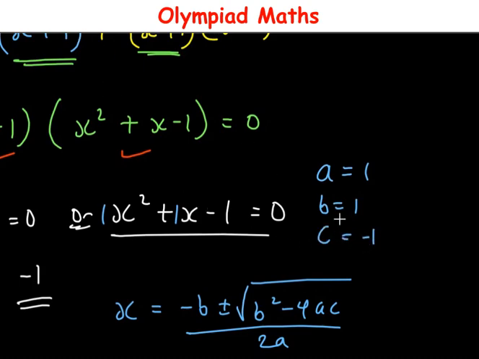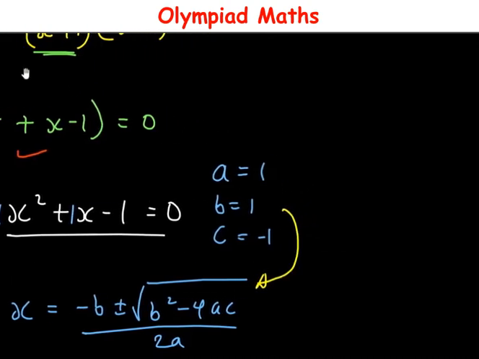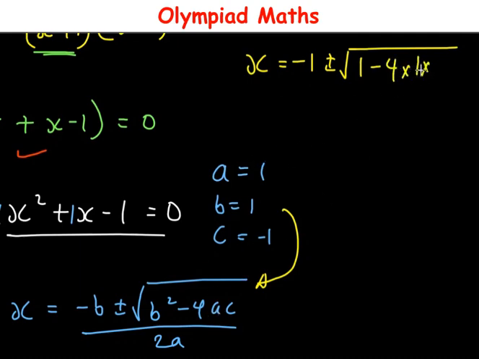So inputting these values into the formula, what we have for the solution of x is this: x is then equal to minus b, which is 1, plus or minus square root of b squared. b is 1, so 1 squared is 1, minus 4 times a, which is 1, times c, which is minus 1, all over 2 times a, which is 1.